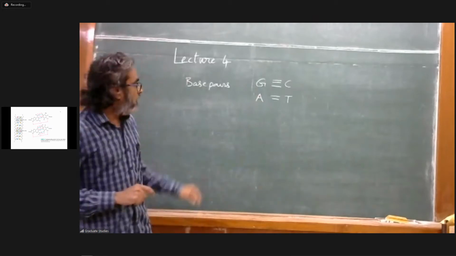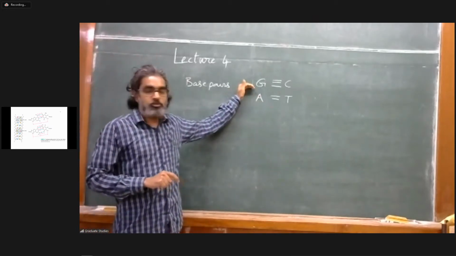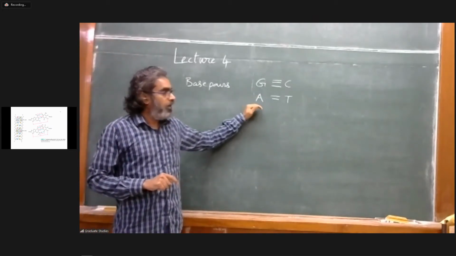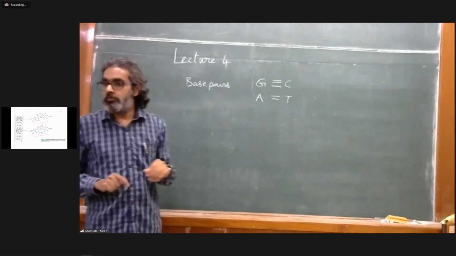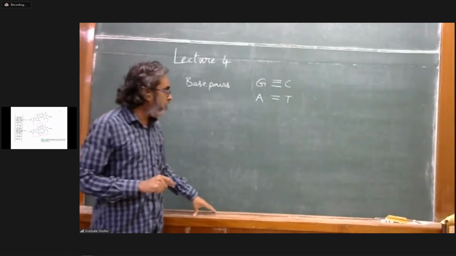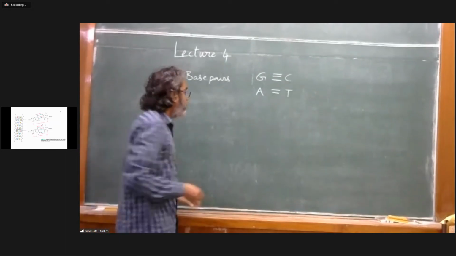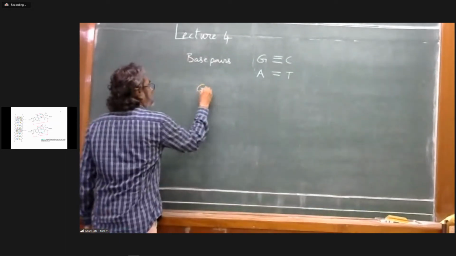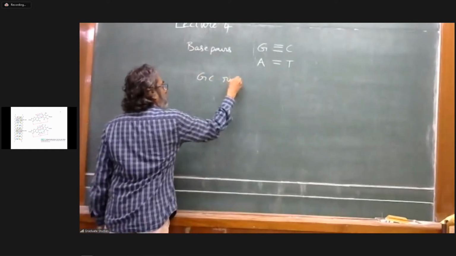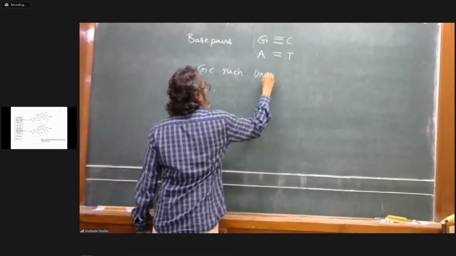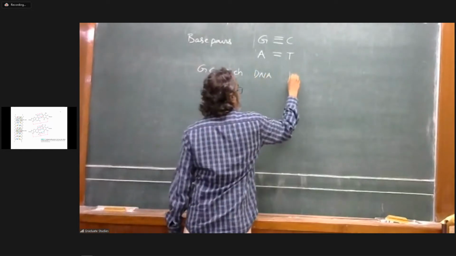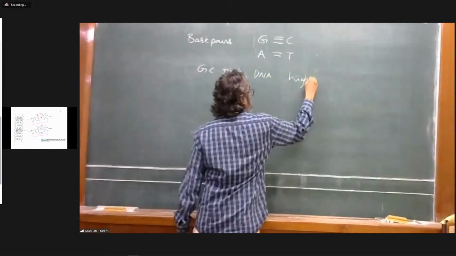But the fact that GC has more hydrogen bonds than AT means GC structures are more stable than AT. This is an important fact. So if you have GC-rich DNA, we have higher melting, higher stability.